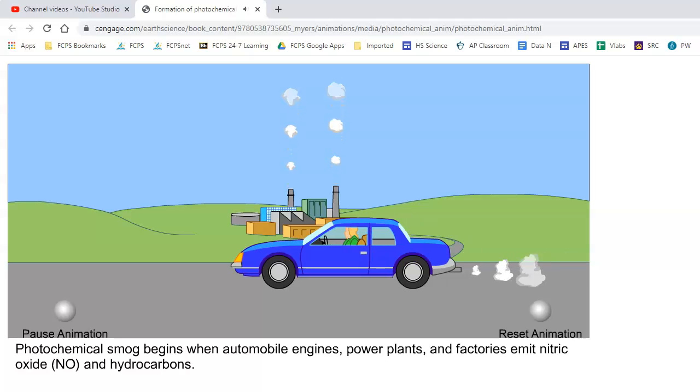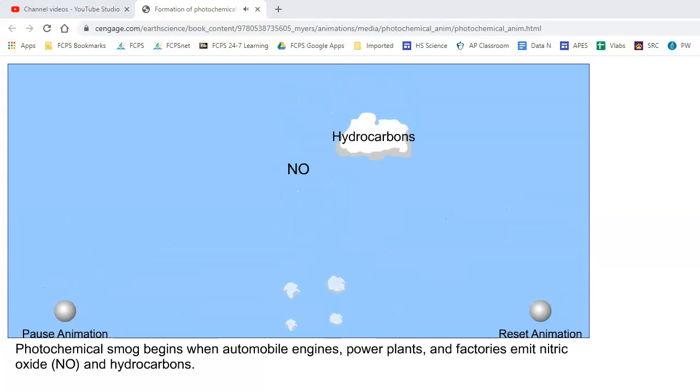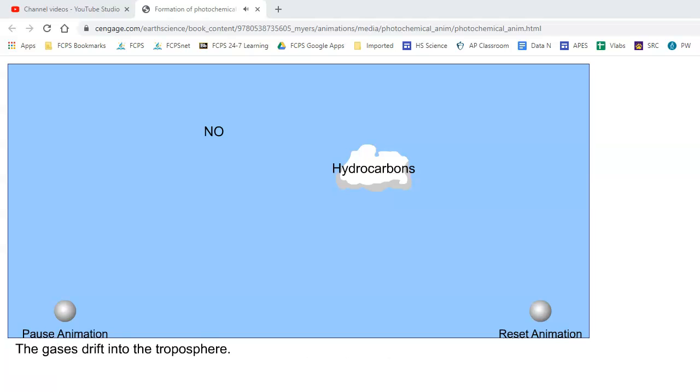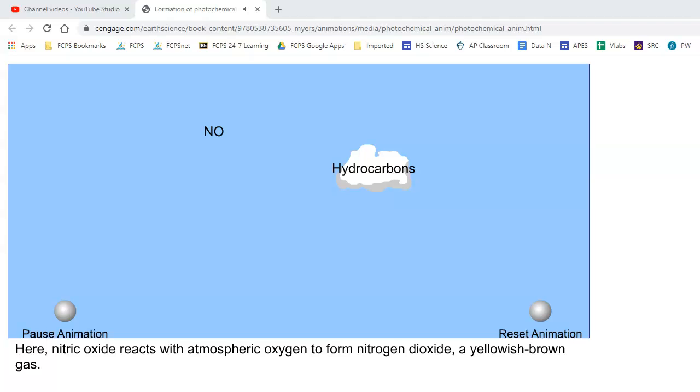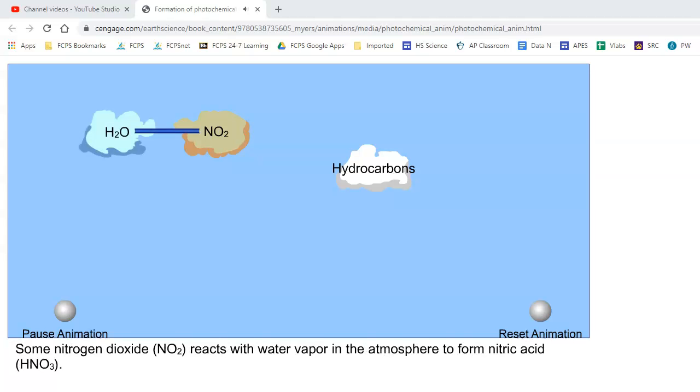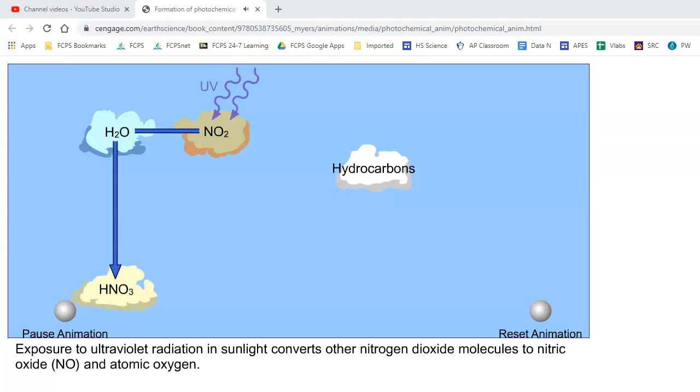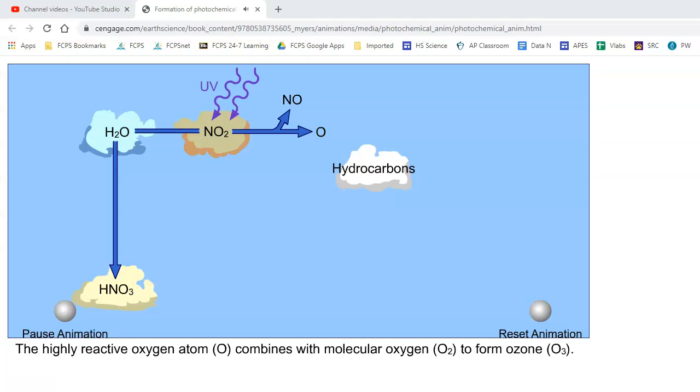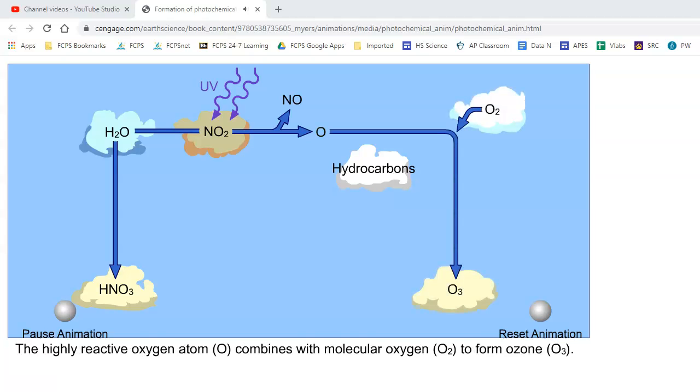Photochemical smog begins when automobile engines, power plants, and factories emit nitric oxide and hydrocarbons. The gases drift into the troposphere. Here, nitric oxide reacts with atmospheric oxygen to form nitrogen dioxide, a yellowish-brown gas. Some nitrogen dioxide reacts with water vapor in the atmosphere to form nitric acid. Exposure to ultraviolet radiation and sunlight converts other nitrogen dioxide molecules to nitric oxide and atomic oxygen. The highly reactive oxygen atom combines with molecular oxygen to form ozone.